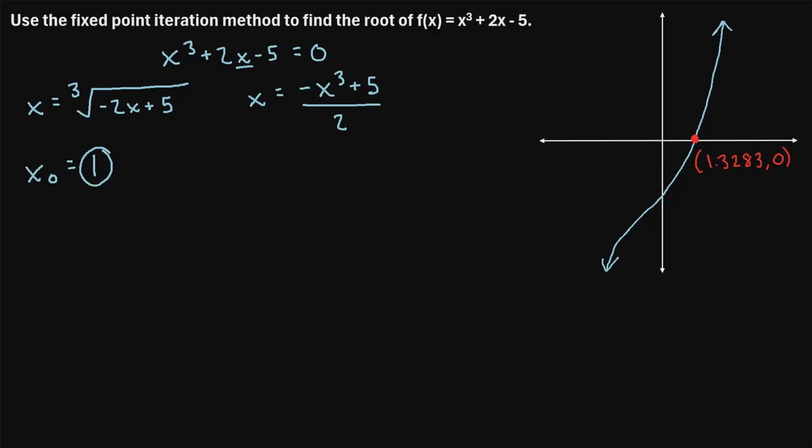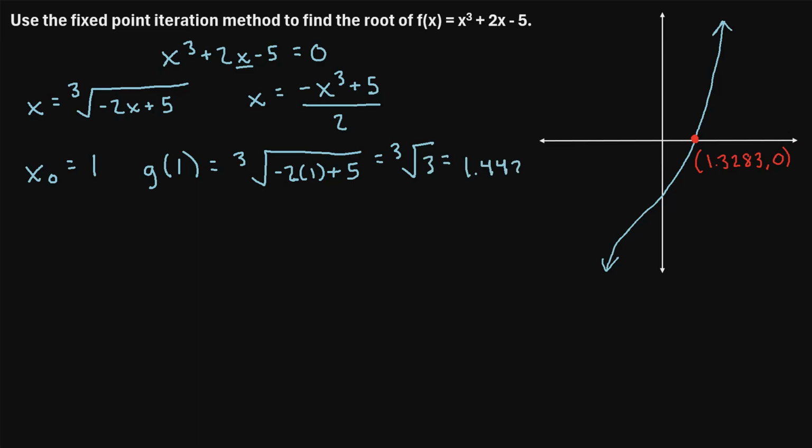So we're going to plug in a 1 into this function right here for x and see what we get as the output. So when we do that, we can say g of 1 is equal to the cube root of negative 2 times 1 plus 5. So this is negative 2 plus 5, that's a positive 3. So this is really the cube root of 3, which turns out to be about 1.4422.